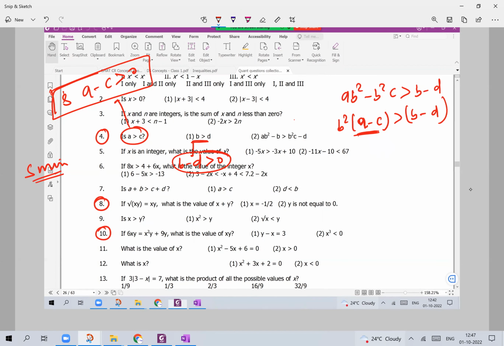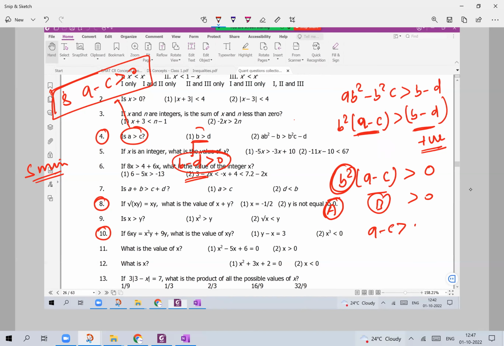It means if I combine both the statements, do I know that B minus D is a positive number? Can I say this? Because statement 1 says B minus D is greater than 0. It means I can say B square into A minus C is greater than 0. And B square is always a positive number, always. So A minus C is greater than 0, that is A is greater than C. Sufficient. It is C.